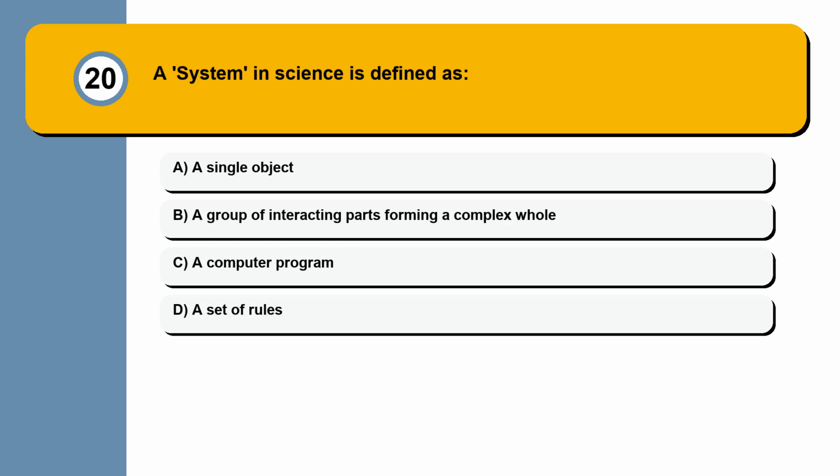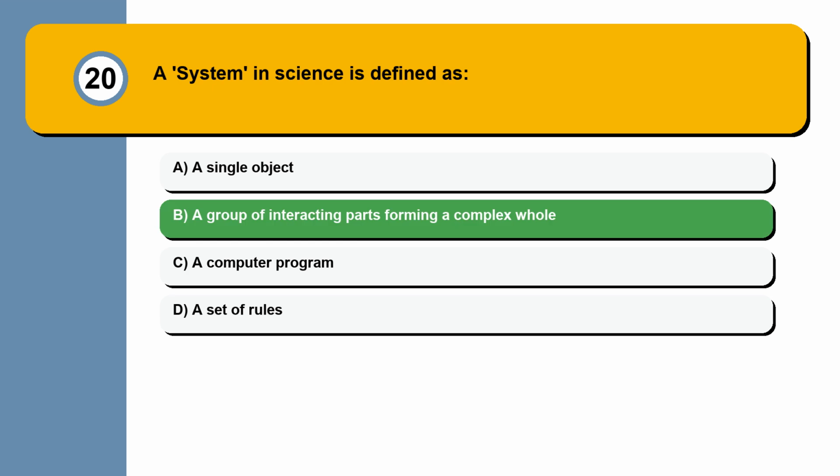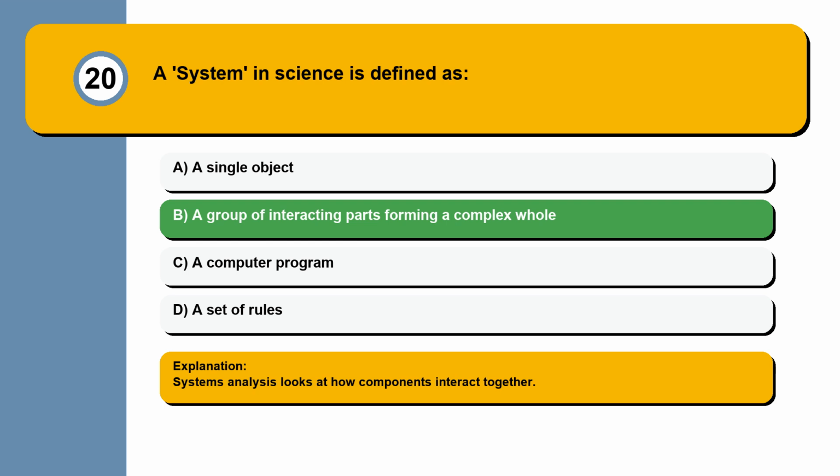Question 20. A system in science is defined as a single object, a group of interacting parts forming a complex whole, a computer program, a set of rules. Systems analysis looks at how components interact together.